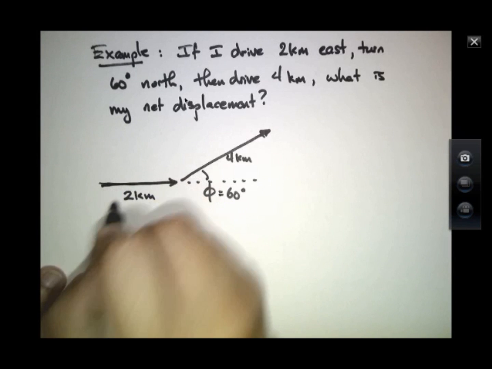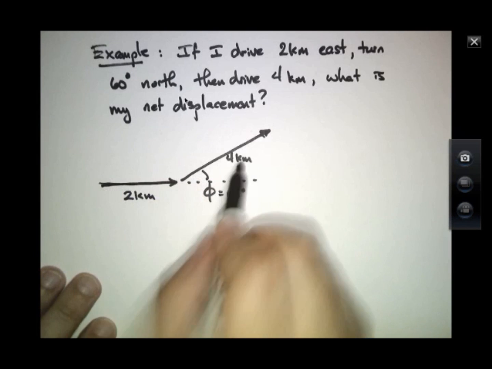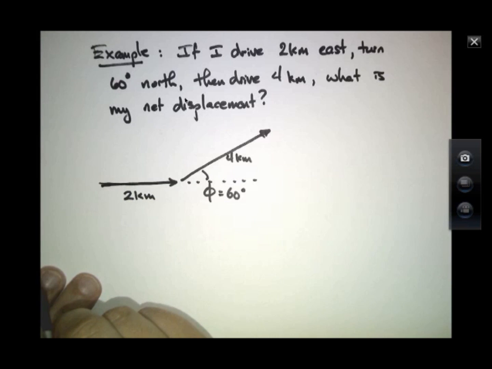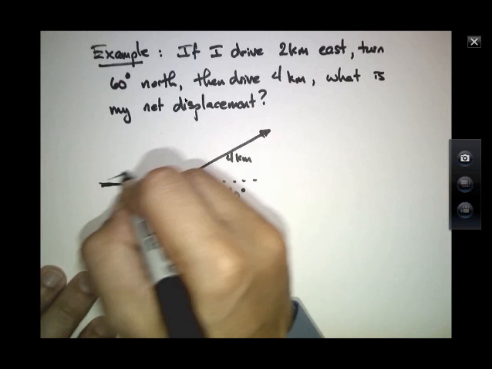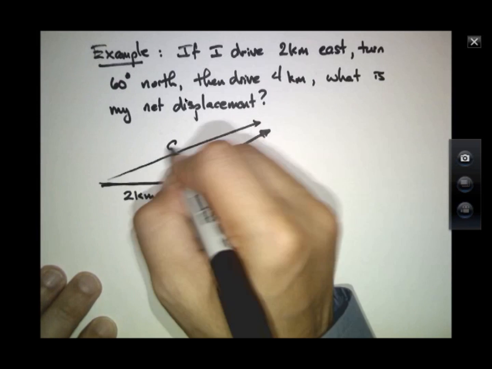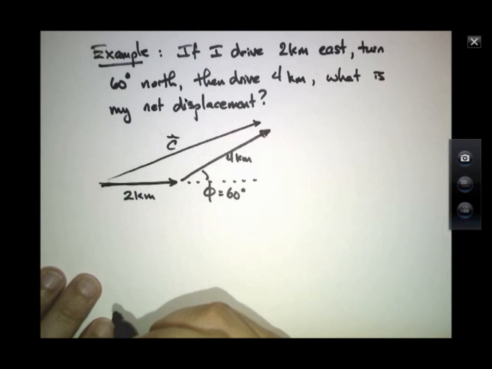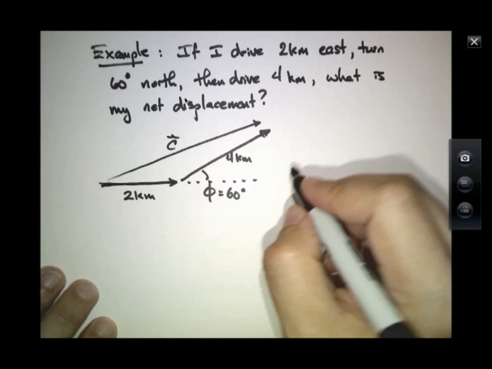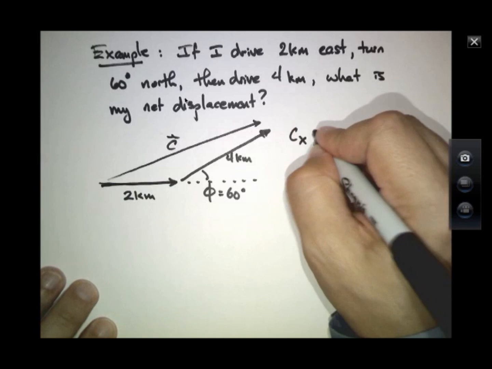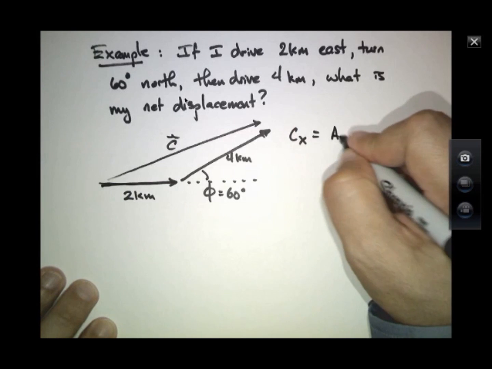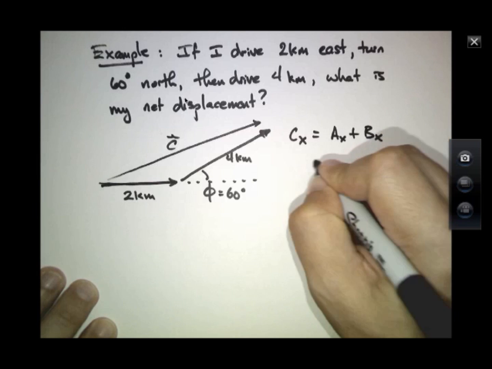We're not asking how many miles we traveled. That would be 4 plus 2, in other words 6 kilometers. We're asking for the net displacement. In other words, this new vector c, and we find cx from ax plus bx.